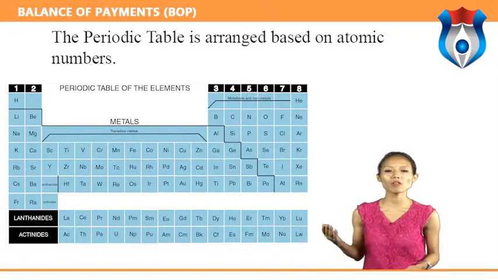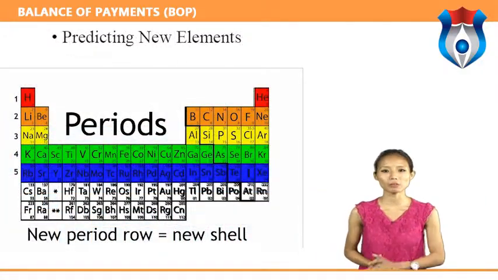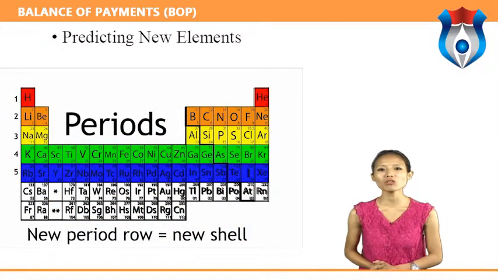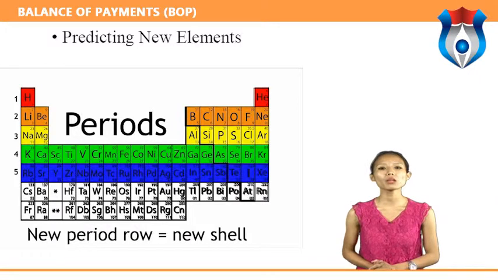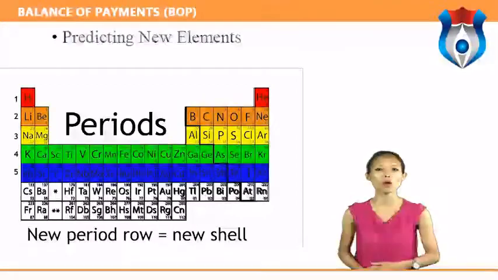Here are some features of the periodic table that you should know. Predicting new elements. After arranging the 63 known elements, there were 3 blank spaces. These spaces were elements that had not yet been discovered, and he was even able to predict these unknown elements' chemical and physical properties.